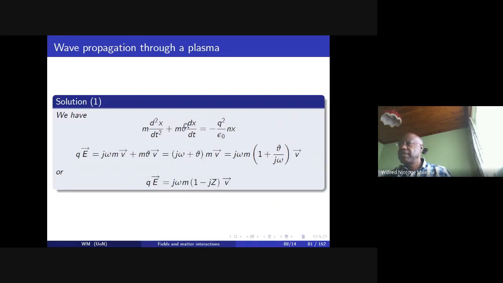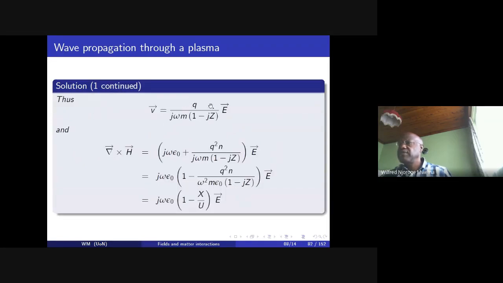the damping effect, and then we add the expressions, and we can see that E can be expressed in terms of j into 1 minus jZ, and thus v is going to be given by that, and the curl of H just gives you that equation once you do the simplifications.